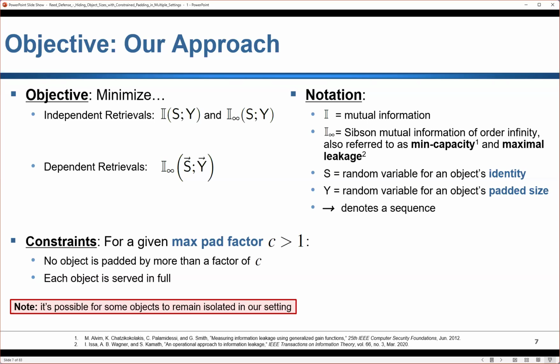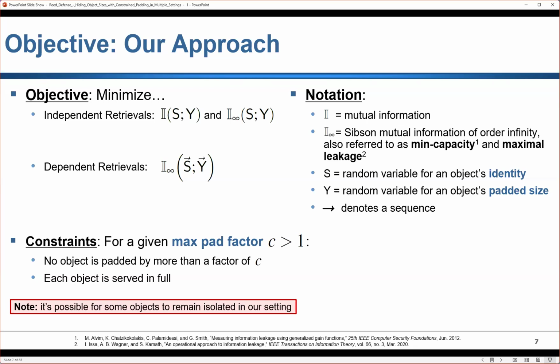And so our approach then is to minimize various privacy metrics. For the independent retrievals setting, we consider minimizing mutual information between the random variable for object identities and their padded sizes. And we also consider the metric known as Simpson mutual information of order infinity. In the literature, this is also referred to as min capacity and maximal leakage. For the remainder of this presentation, I will just refer to it as I infinity for brevity. And then in the dependent retrieval setting, we again consider I infinity, but now over sequences of object identities and their padded sizes.